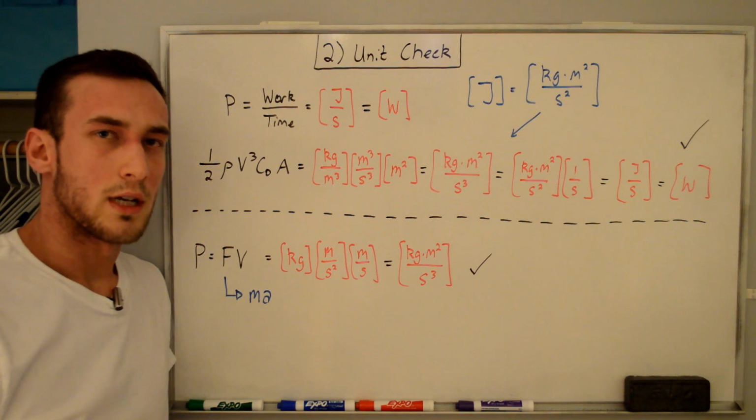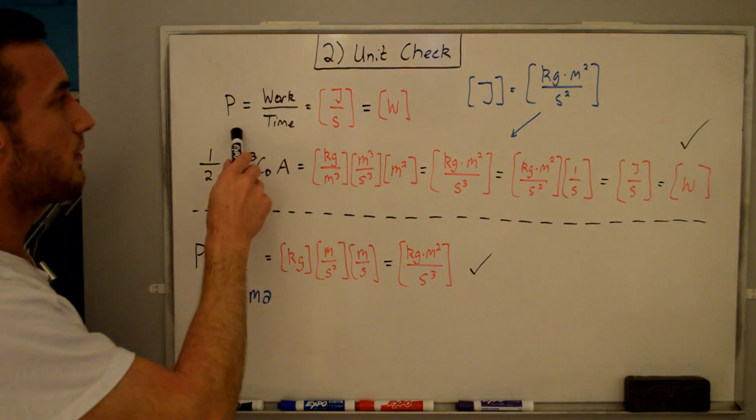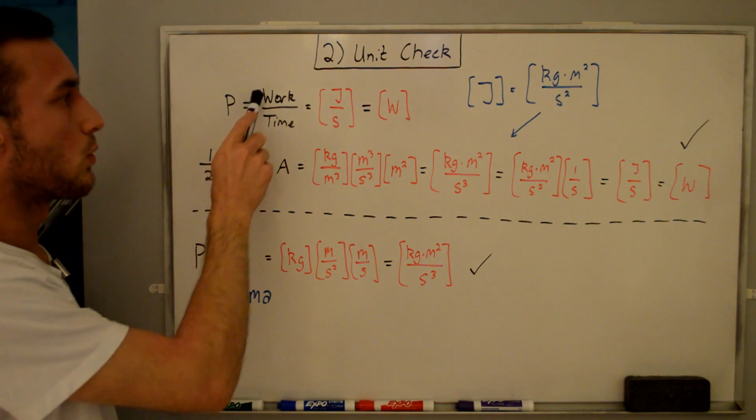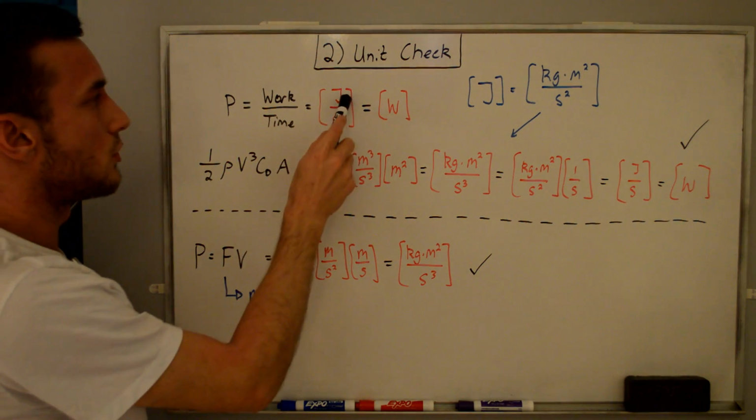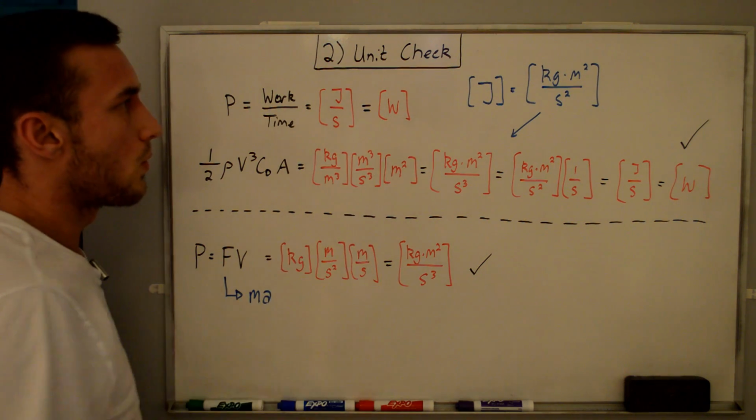Let's do a quick unit check to make sure that both sides of our equation have consistent units. I'm going to work from the left first, so just power. We said that's work over time. Work has units of joules, time has units of seconds, and joules per second gives us watts.